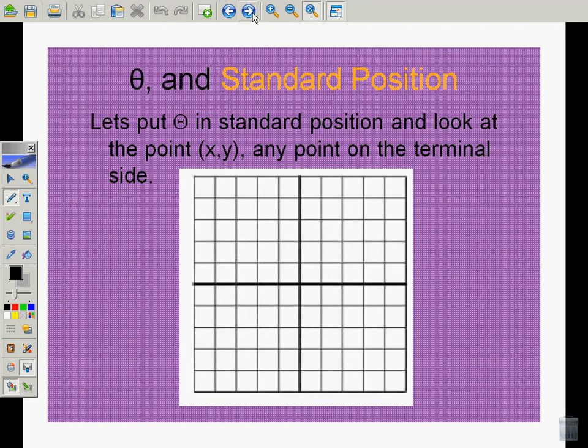Theta in standard position. We recall standard position. Standard position is where we put the angle with the vertex at the origin and the initial side is along the positive x-axis. And so what I'm going to do here is draw myself a line.